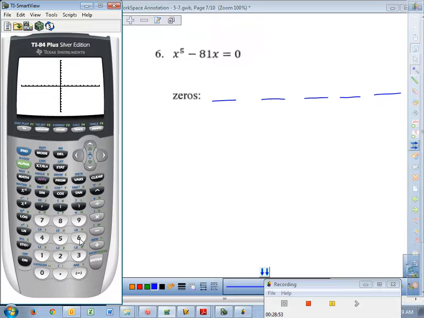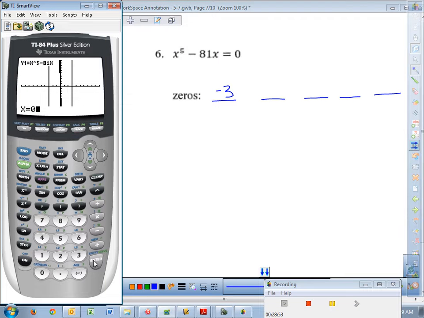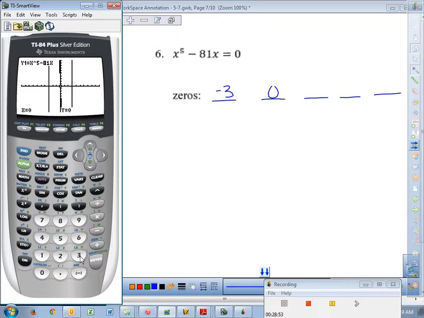How many zeros do you see? 3? There's supposed to be 5. Well, let's take a wild guess. Where do you feel that this one's at? So trace negative 3. Yep, that's a 0. It's hard to see, but I see 3 zeros. Do you see 3 zeros? Like I said, it's hard to see because it's so straight up and down. Where's the next one that you feel at? So trace 0. Yep. And trace 3. Yep.